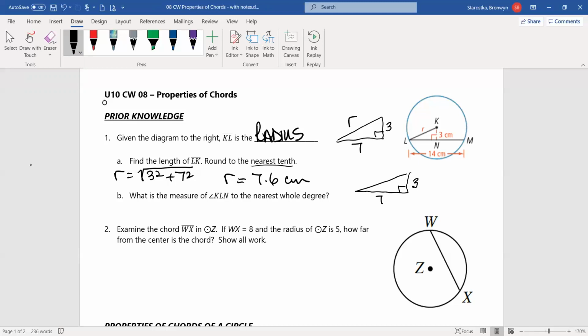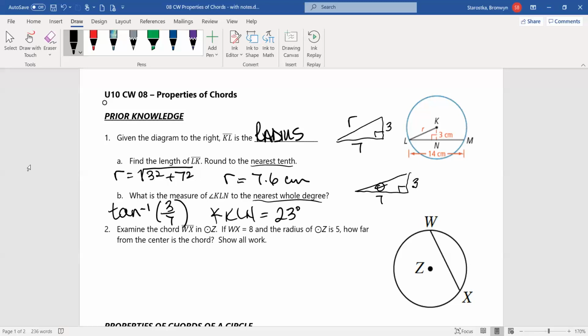So we want to find this angle right here. So let's go ahead and put a theta in there, and we can use inverse SOHCAHTOA. In fact, that's opposite over adjacent, so that is inverse tan of rise over run. Remember, tangents always slope angle. Plugging that in, it says to the nearest whole degree. Then we know that angle KLN equals 23 degrees.